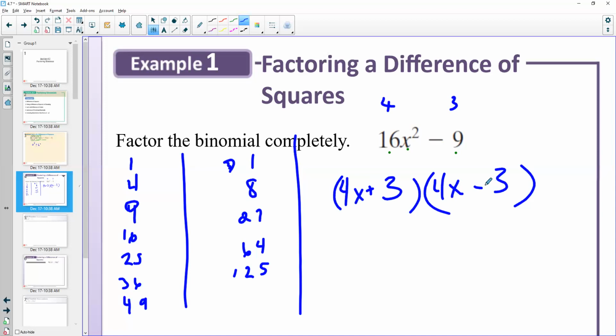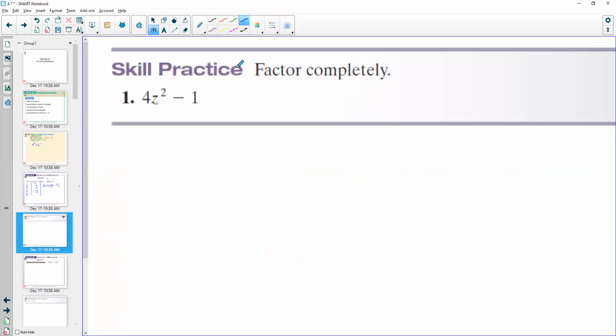I didn't have to use the AC test. I didn't have to think about products. I didn't have to do any of that. This is my binomial. It's a perfect square. I'm moving on.